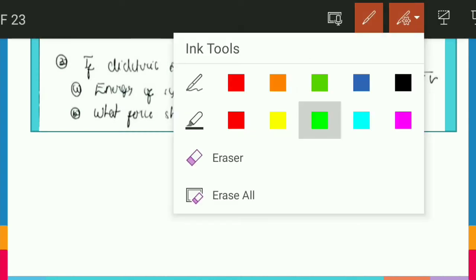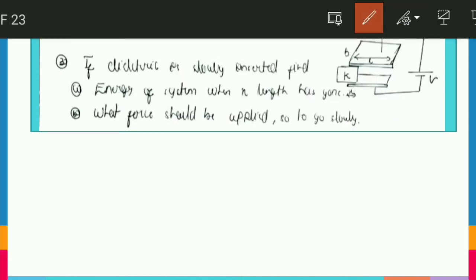Yes friends, a good question now comes. If a dielectric is slowly inserted, this is our dielectric and it is being pushed inside the capacitor, then we have to find the energy of the system when x length has gone in, and what force should be applied so that it goes slowly.